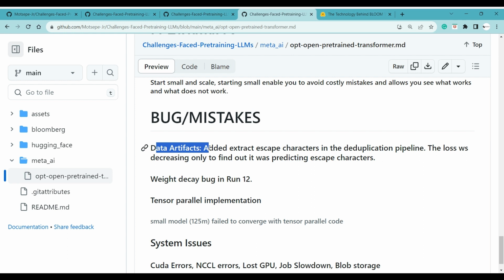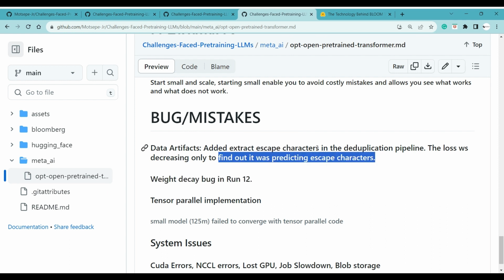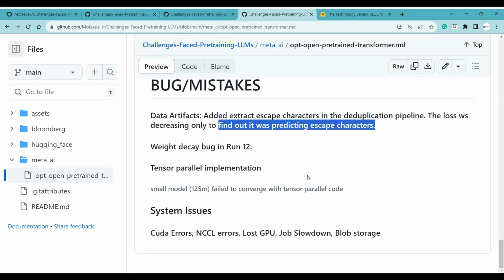Anyway, the data artifacts, this is quite important. They said that they added an extra escape character in the deduplication pipeline. Then the loss was just decreasing, and they were so excited, only to find out that it was predicting the escape characters. So it's very important, folks, that you be careful with your data.